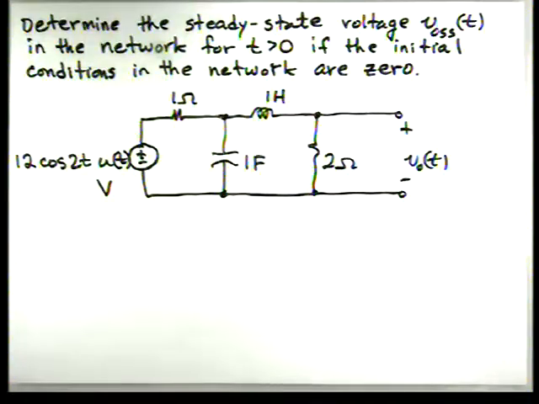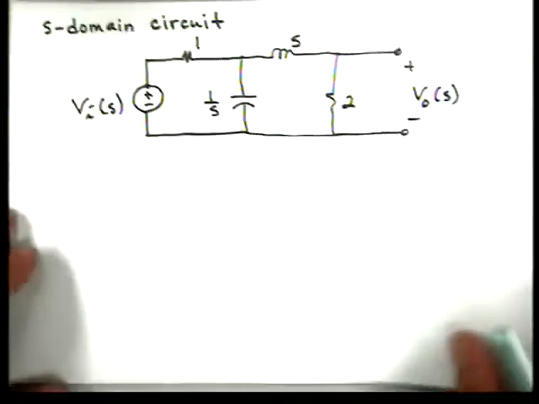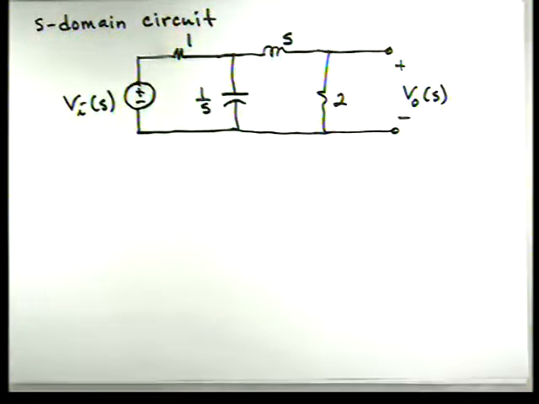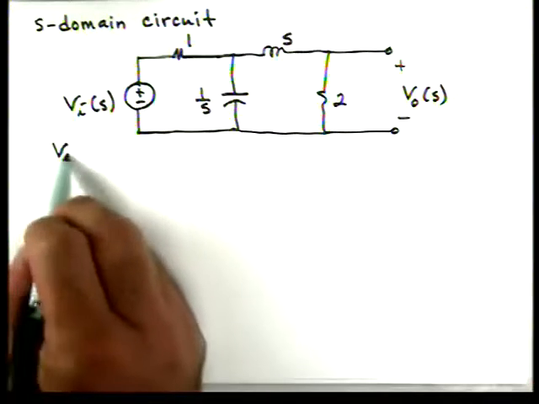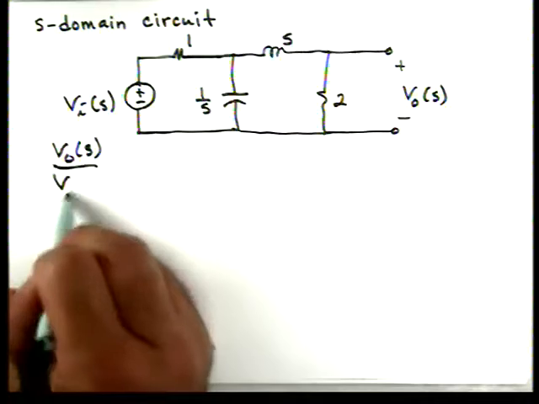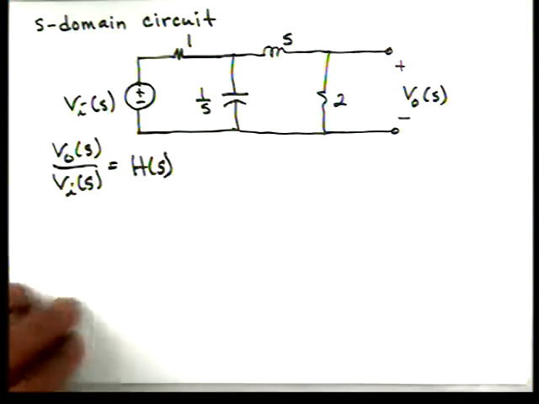We'll wind up doing a transfer function. So first, here's our S-domain circuit. And what we need to do is go in and find the transfer function that relates V0 to VI. And we'll call that H of S.